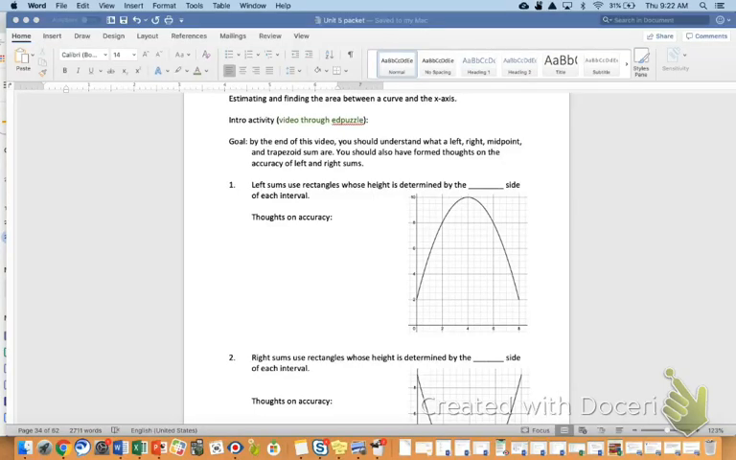This is the intro video for Calculus AB, and we'll be looking at estimating and finding the area between a curve and the x-axis. The goal of this video is to help you understand what a left, right, midpoint, and trapezoid sum are, and then we also want to get some good thoughts on the accuracy of left sums and right sums. There are four of them here, and we're going to run through all four. When you get to class, we'll try to use these ideas to help us not only estimate areas, but also to consider the accuracy of those estimations.